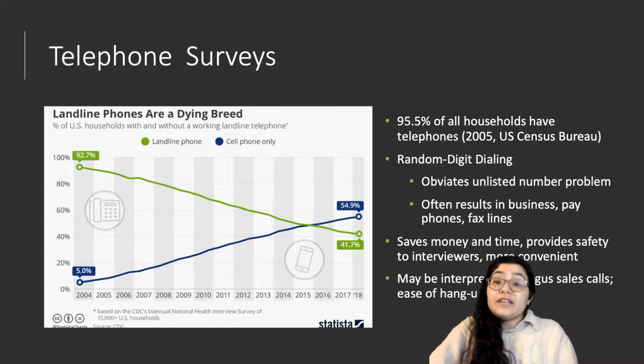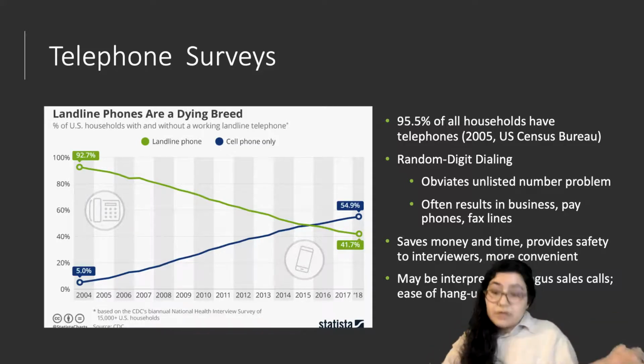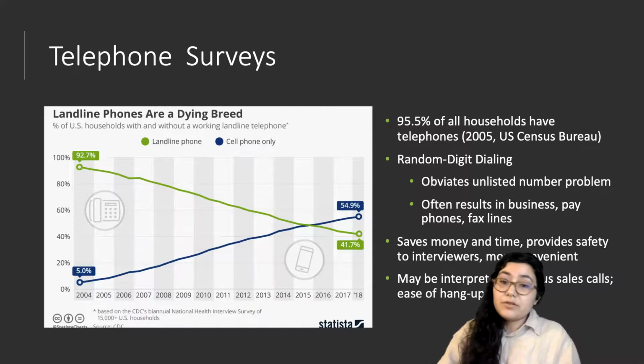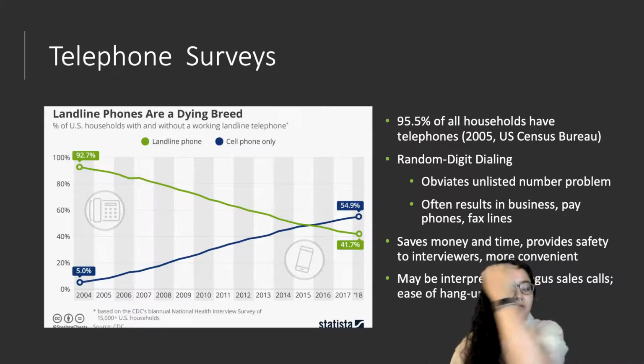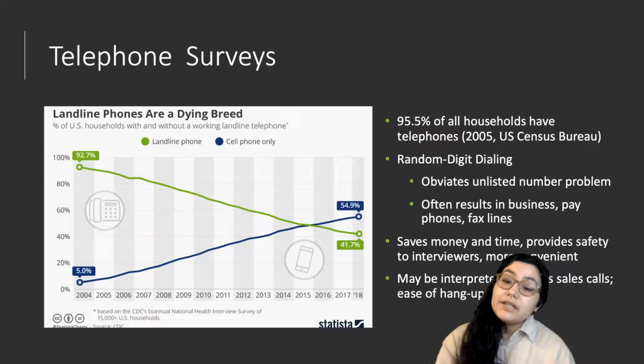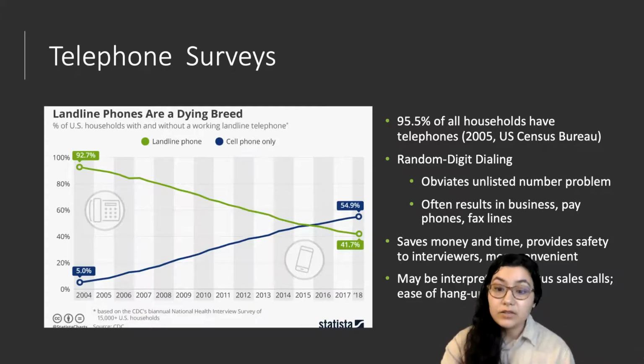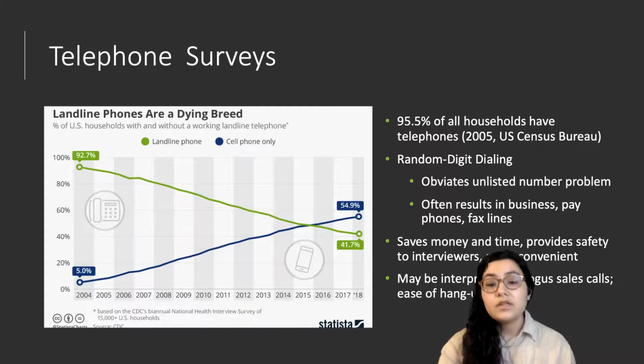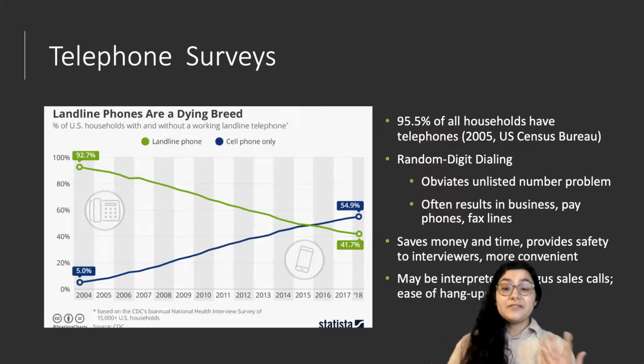We also need to think about the people who don't have cell phones. 95.5% of all households in 2005 had telephones in general. So there are benefits and there are drawbacks to doing telephone surveys, and like anything else in research methods, we need to balance it and think about it depending on our research question.